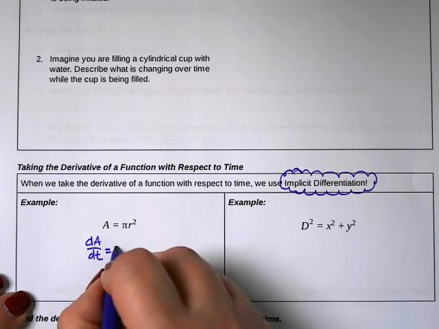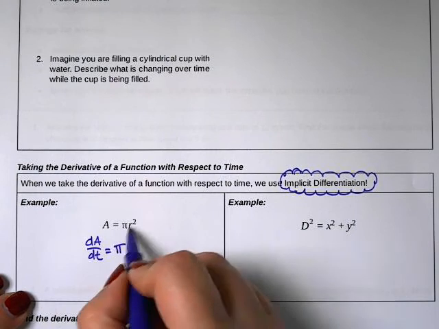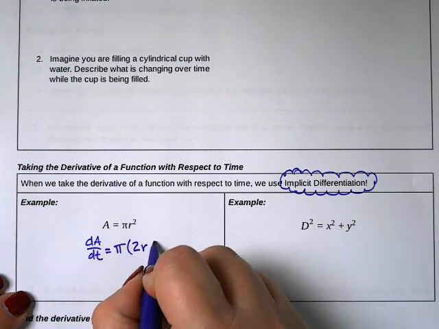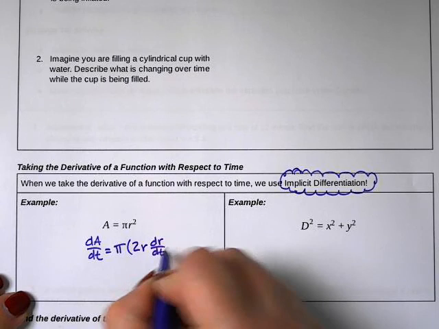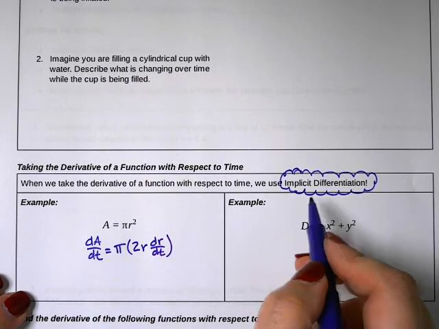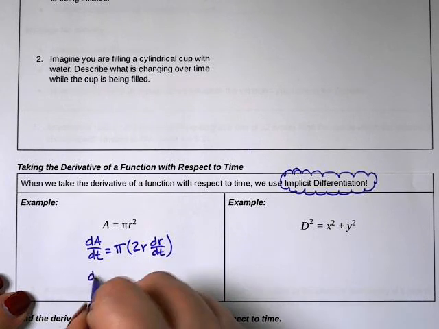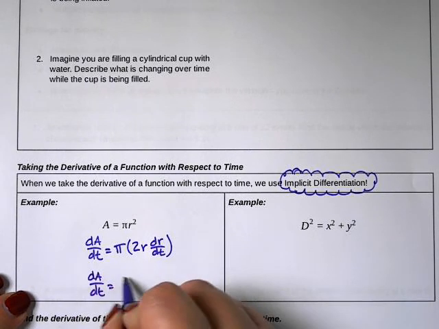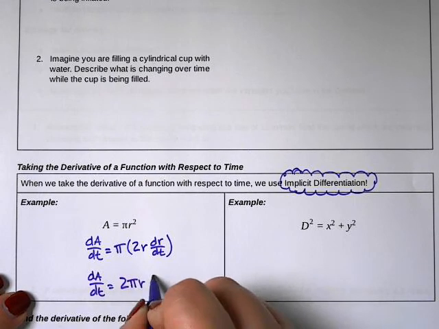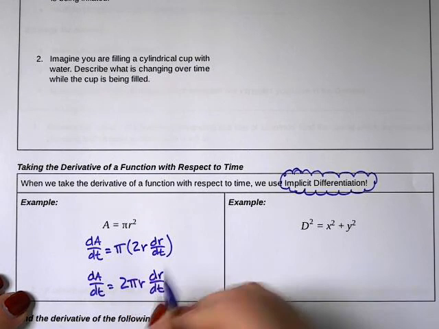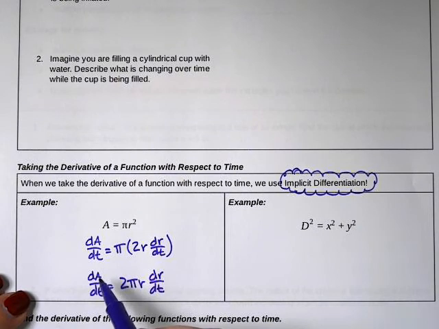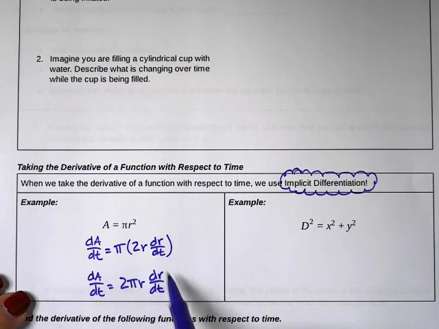So the pi should just hang out, and we're going to take the derivative of r squared, which is going to be 2r, and then we need our dr dt. We need that chain rule, that implicit differentiation, since we're taking the derivative with respect to time. So we can just clean that up a little bit. So dA dt is really 2 pi r dr dt. So the rate at which the area is changing with respect to time is equal to 2 times pi times r times the rate at which the radius is changing with respect to time.